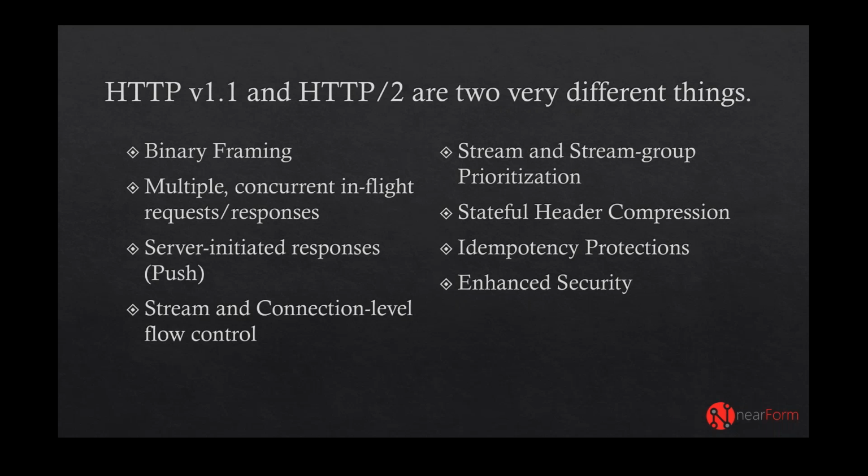Prioritization, and stateful header compression. I'm going to go into some detail on that because it introduced some new requirements to the protocol that didn't exist previously. And there are some other things: idempotency protections, the ability to replay failed requests, which doesn't exist in version 1.1, and some enhanced security. Some of those I won't go into too much detail on, but we can get into them later during the question and answer if anyone wants to talk about that specifically.